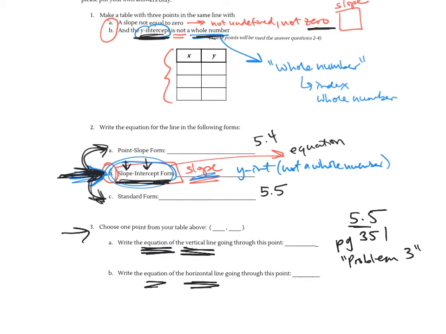So in your notes for 5.5 or on page 353, problem 3, they explain how to write a vertical line and how to write a horizontal line as an equation. So if you're struggling with that, that one's not too bad. Hopefully if you're confused, look there, or you can use the internet as well.